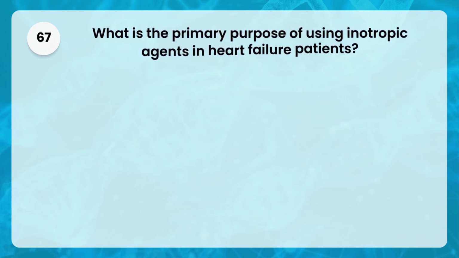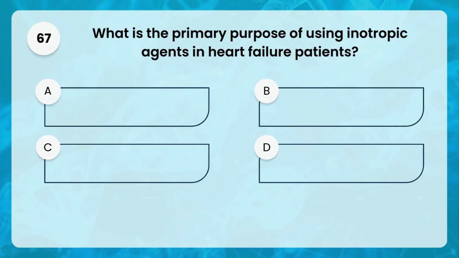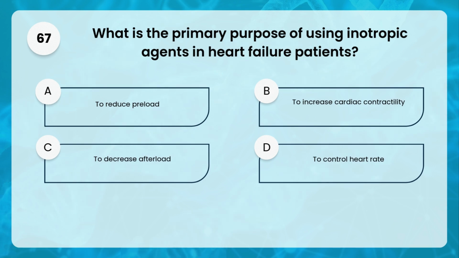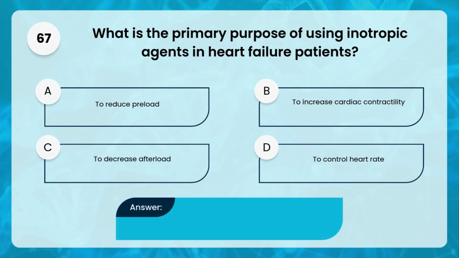67. What is the primary purpose of using inotropic agents in heart failure patients? A. To reduce preload, B. To increase cardiac contractility, C. To decrease afterload, or D. To control heart rate? The answer is B, to increase cardiac contractility.